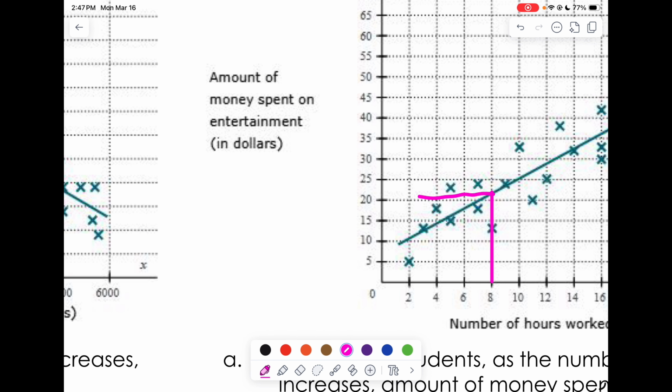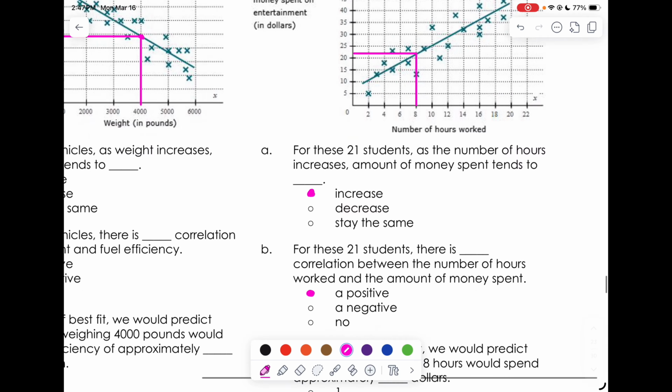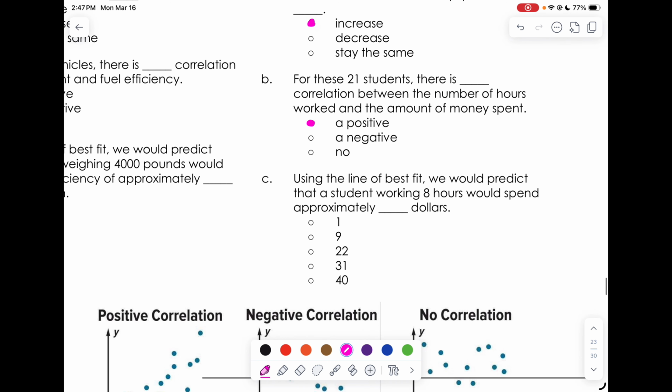And then we're going to go over. Well, that's just above 20. My guess would be around 22 or so. Oh, looky there, we got a 22. So working 8 hours, you're going to spend approximately $22 according to that graph.